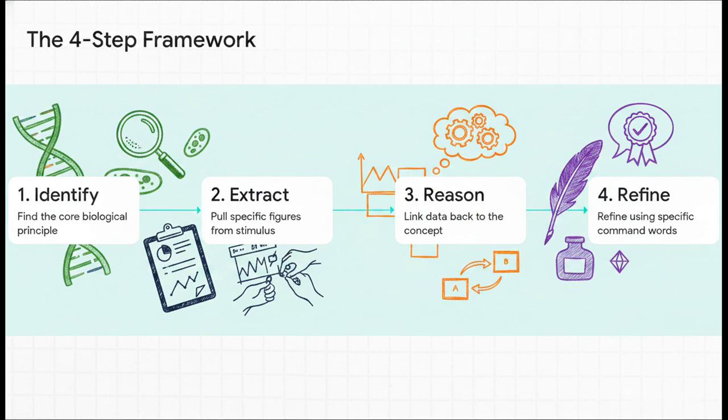Step 1 is concept identification. You have to sniff out the core biological principle hidden beneath the question's fluff. Step 2 is evidence and data extraction. You absolutely must pull specific figures directly from the provided stimulus. Step 3 is scientific reasoning. This is where the magic happens. You connect your extracted data right back to the concept using logical cause and effect links. And finally, step 4, examiner wording. You refine your entire answer using the precise command words and syllabus-specific terminology they're looking for.